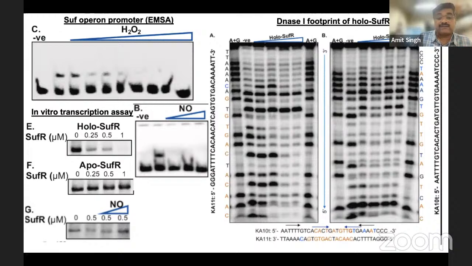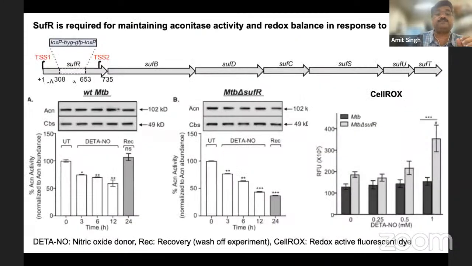So these are really clean experiments where you could show that SufR is a repressor, it binds to DNA in a 4-iron-4-sulfur cluster form, and when the iron sulfur cluster is not there, its ability to bind DNA and to repress transcription is abolished. Now we wanted to perform genetic experiments to understand what SufR is doing in MTB, and how MTB metabolism and MTB virulence is affected by the presence or absence of SufR.